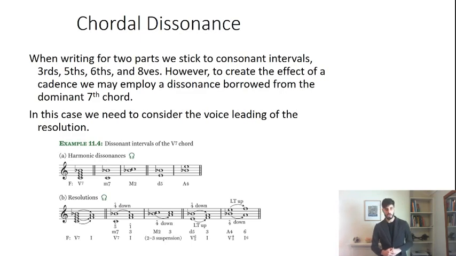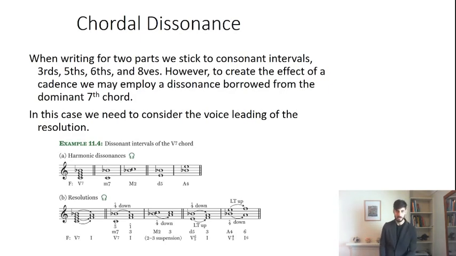Now, when we're writing with two parts, we aim for thirds, fifths, sixths, and octaves. We want everything to be nice and consonant. There's not a lot of room for dissonance because the two voices are so exposed. However, the dissonances that we do have allowed is within the dominant seventh chord. So if I was in F major, then I have the dominant seventh chord, which is C7. And within that chord, there are a number of potential dissonances that I can have.